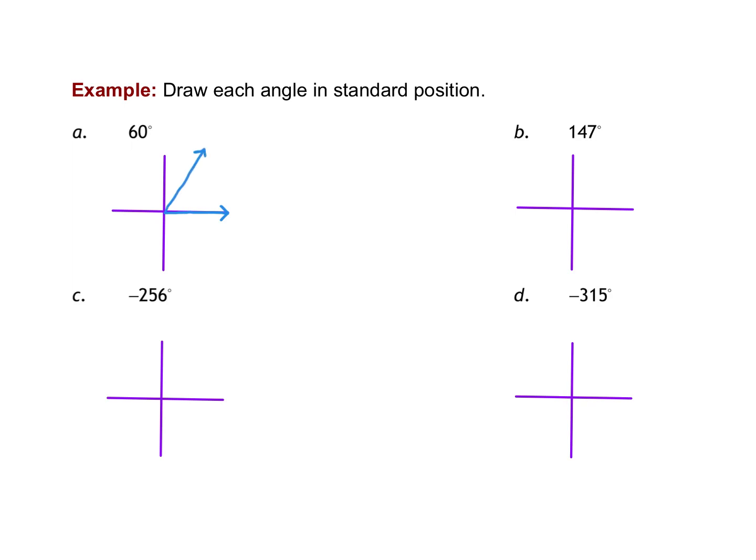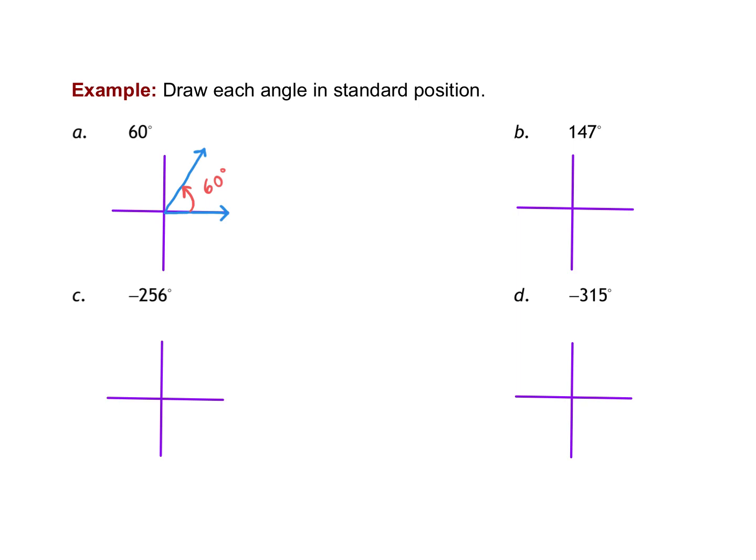And then we want to also show, and this is part of drawing it in standard position, you have to show with that arc and the arrow going towards that terminal side. You want to show that rotation, and then it's always a good idea to then write in that 60 degrees next to that arc. So in B, we've got 147 degrees. That again is a positive angle. So we're going to go again counterclockwise, but this time we're more than 90 but less than 180.